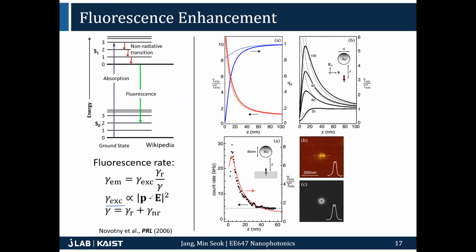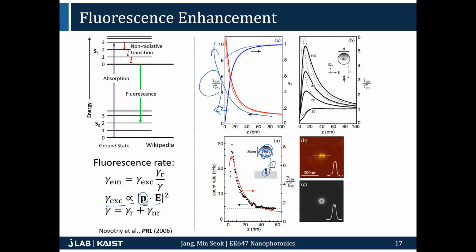Okay, and the excitation rate is proportional to the dipole moment of the particle times the electric field at the position of the particle. So it's P dot E squared. If you draw the excitation rate as a function of distance between the particle and the fluorescent molecule, it increases monotonically as the distance becomes smaller, right? Because near the particle, the electric field is stronger due to the plasmon resonance, so if you make this particle closer to the molecule, excitation becomes stronger. It's always the case.